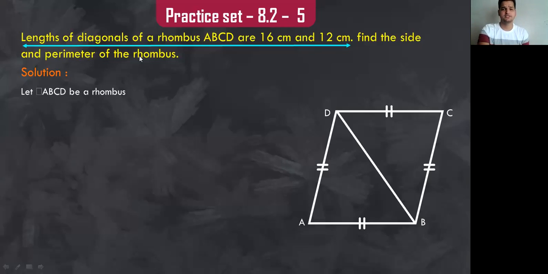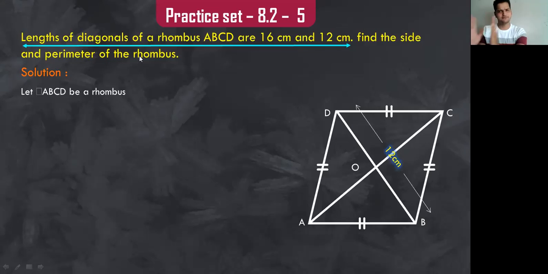So let us draw the first diagonal BD and the second diagonal AC. Correct? Now, as you all can observe in the figure, the bigger diagonal is AC and the smaller one is BD, as per the figure we have drawn. Correct? Right? So let us mark the smaller diagonal BD as 12 centimeters and the larger diagonal AC as 16 centimeters. Correct?